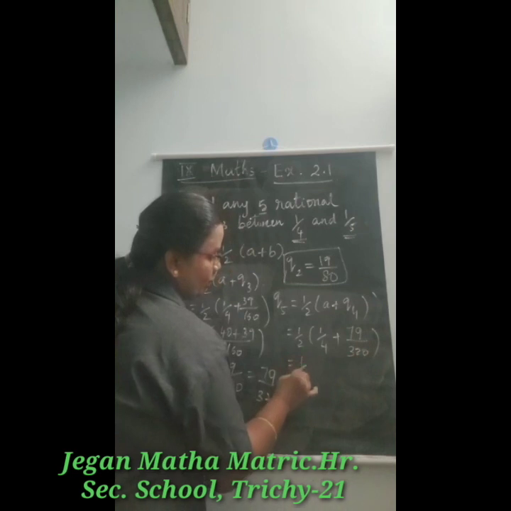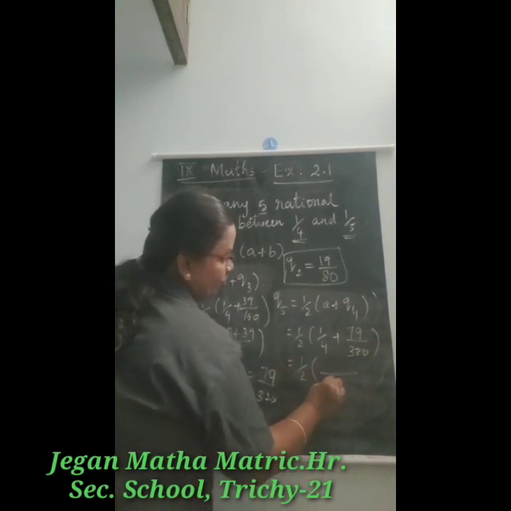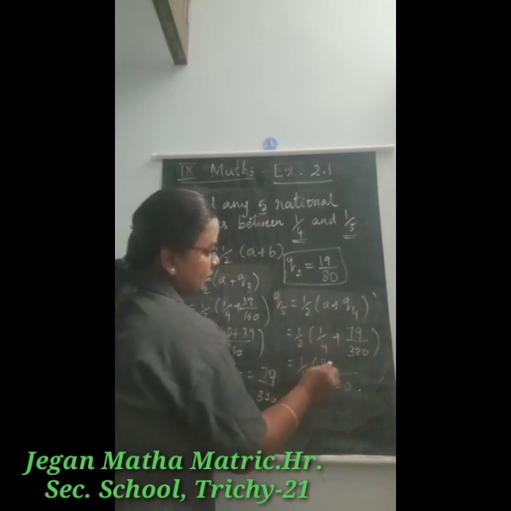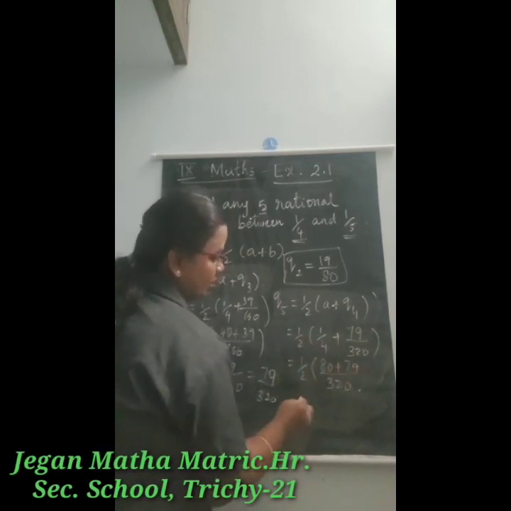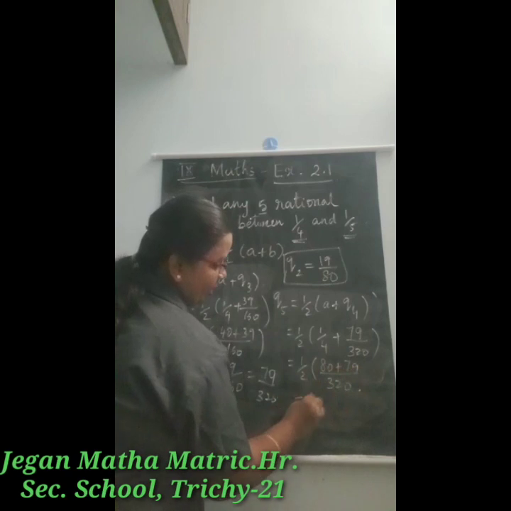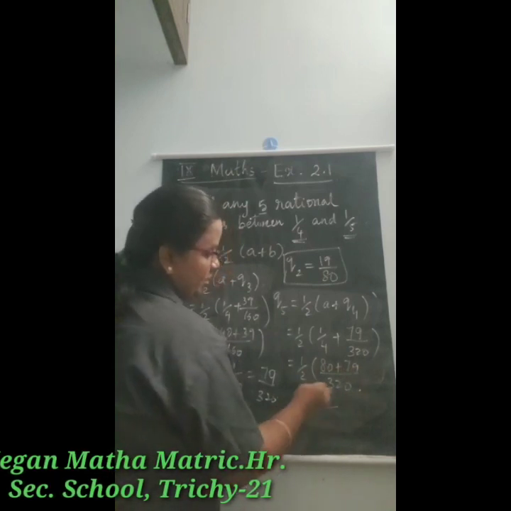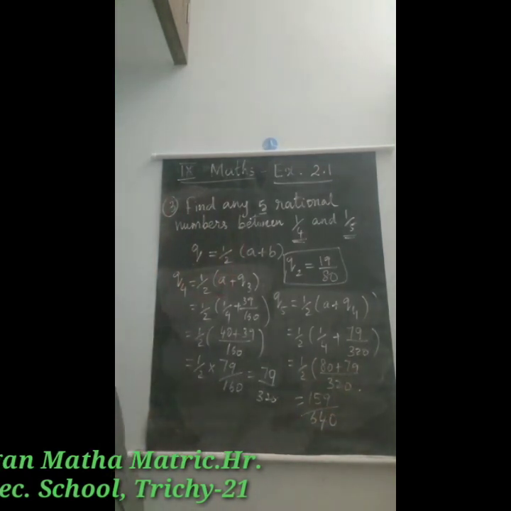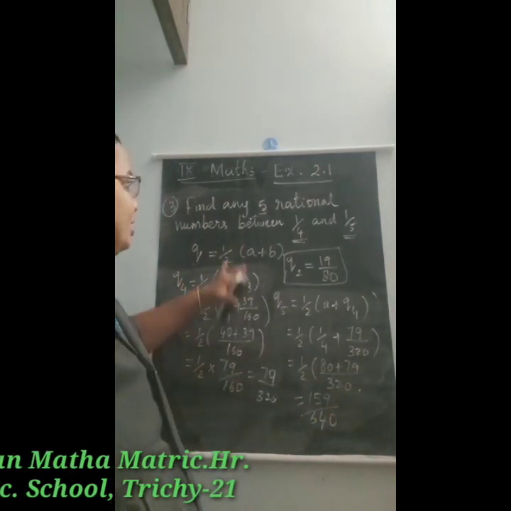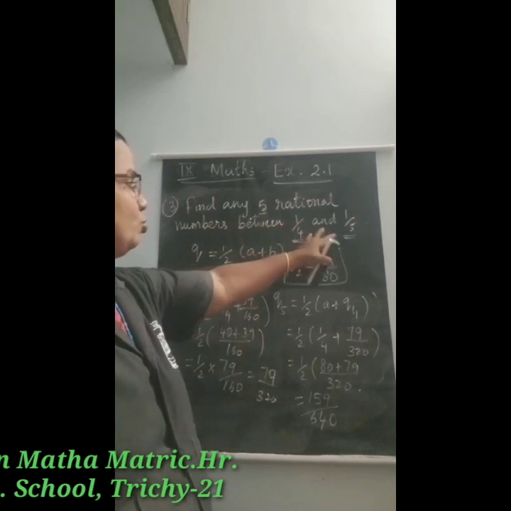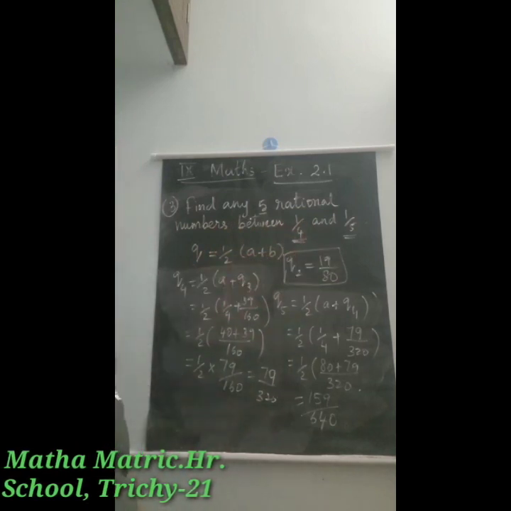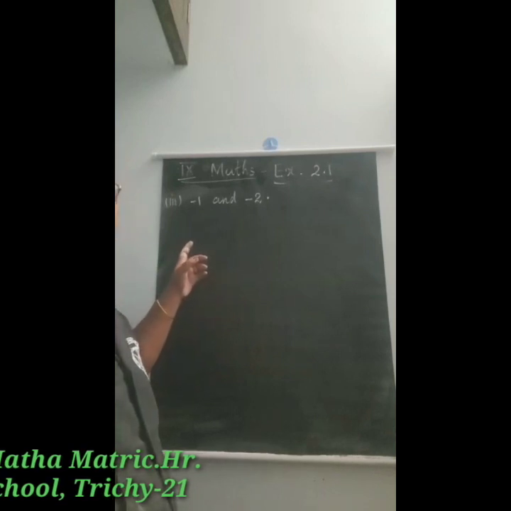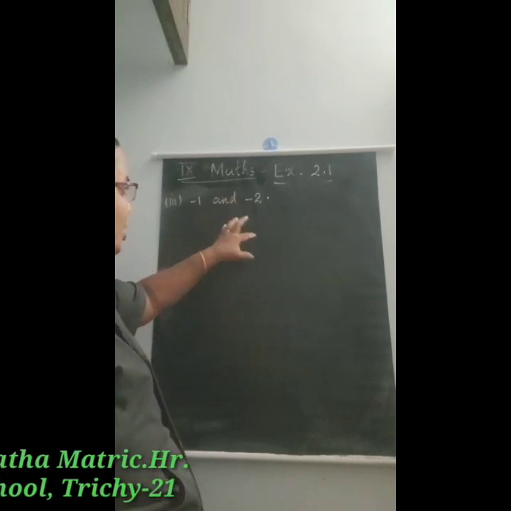So that is equal to 1 by 2 into, you have to take the LCM of 320 and 80 times. So 80 plus 79. So that is equal to 159 divided by 640. This is Q5. Can you understand, students? This is the method of finding rational numbers between two rational numbers. Can you understand?